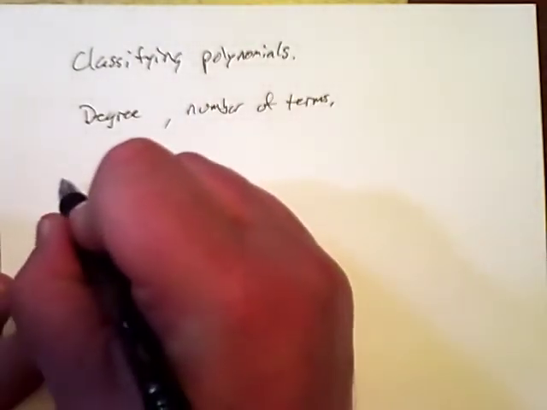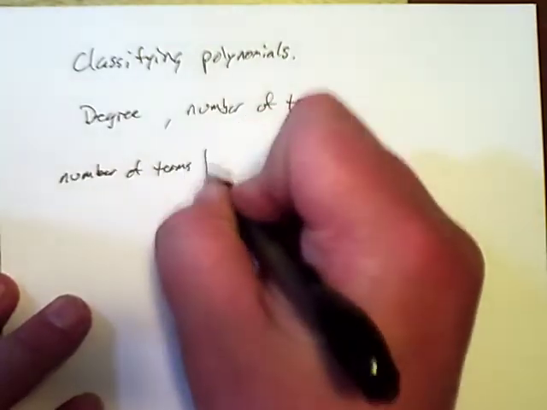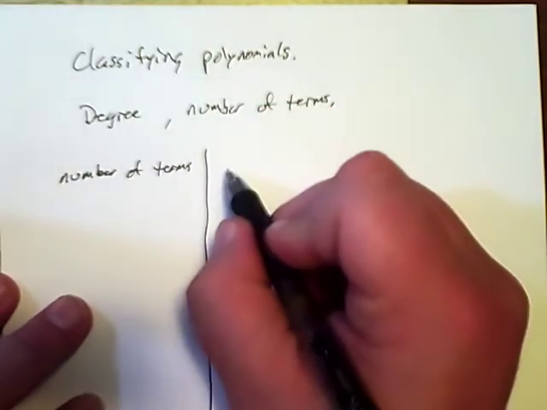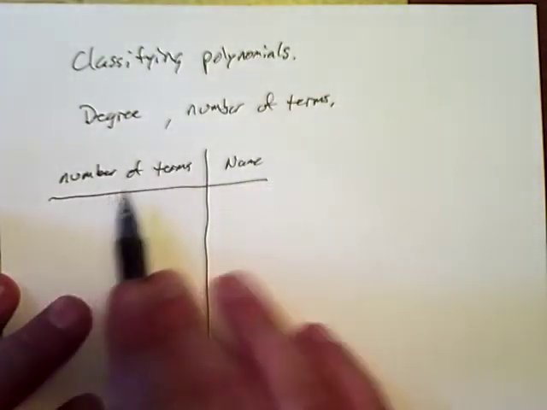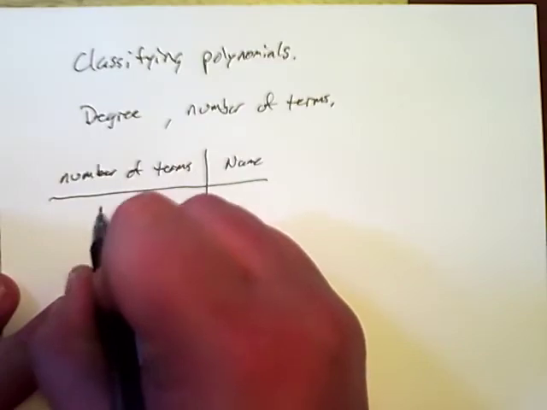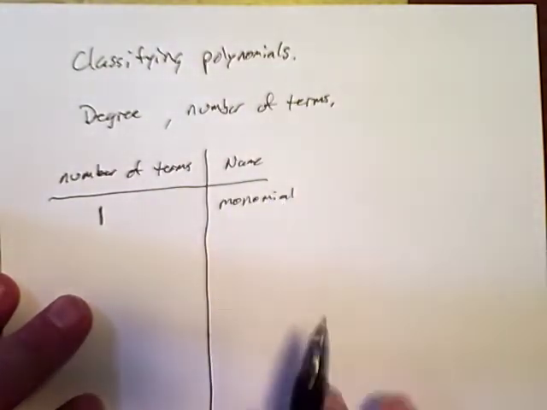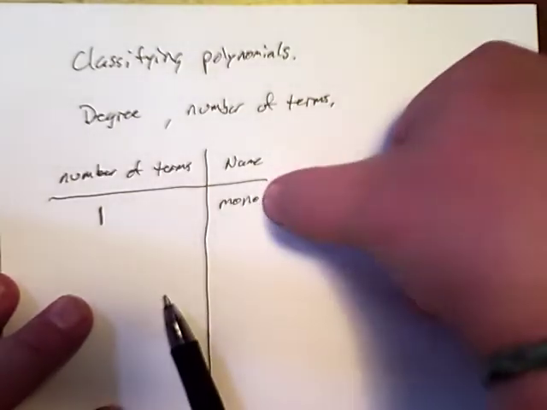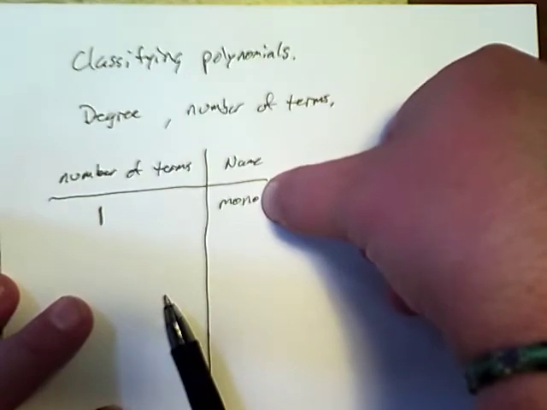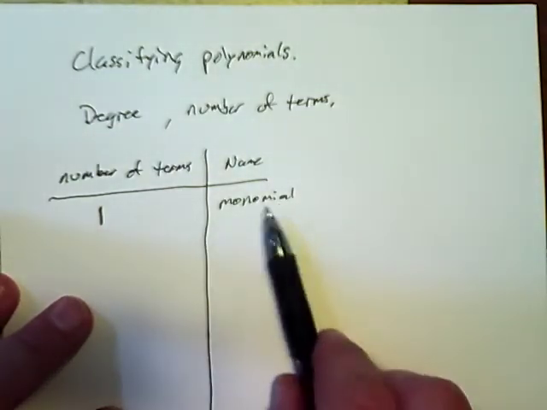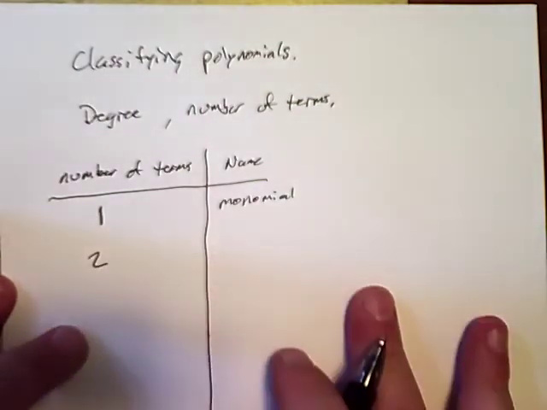So when it comes to the number of terms, I'm going to make a little chart here, and then here's the name that we're going to give it. If I only have one term, that is called a monomial. The way I remember that is that mono is a prefix that means one. So one term is a monomial.